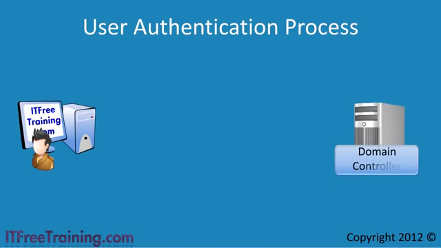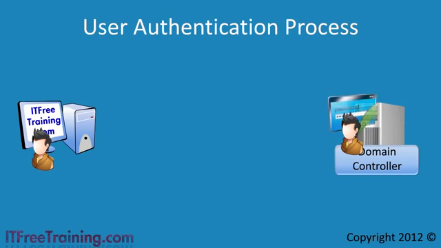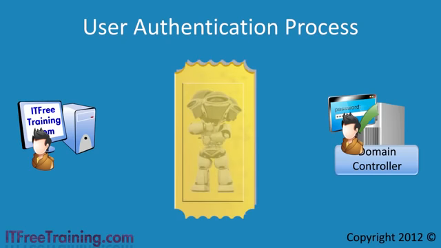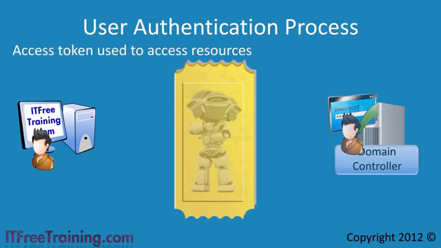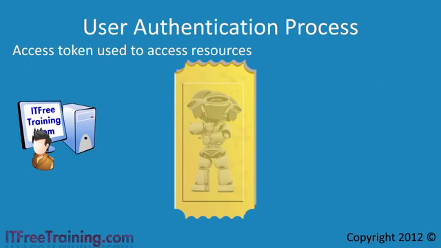To understand a bit more about how accounts and SIDs work in Windows, let's have a look at the process that happens when a user is authenticated by a domain controller in a domain. When a user is authenticated by a domain controller, an access token is generated for that user. The access token can then be used to access other resources on the network. Inside the access token is the user's SID.